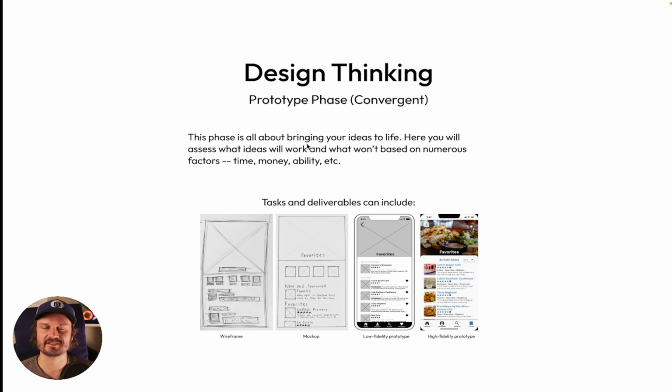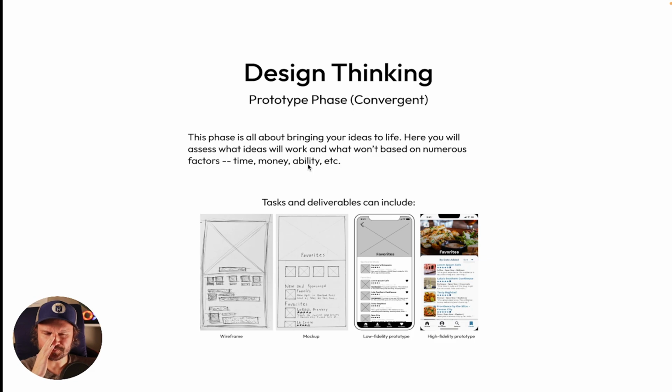way more easily understood than the define phase. Of course, basically every phase is easier to understand than define, but this phase is all about bringing your ideas to life. Here in this phase, you will assess which ideas will work and won't based on numerous factors, and those factors are time, money, ability, team size. There will be all sorts of facets that will control what you're able to create, and time is usually one of the biggest ones. Time and money, and I suppose money is sort of a function of time, or possibly vice versa.